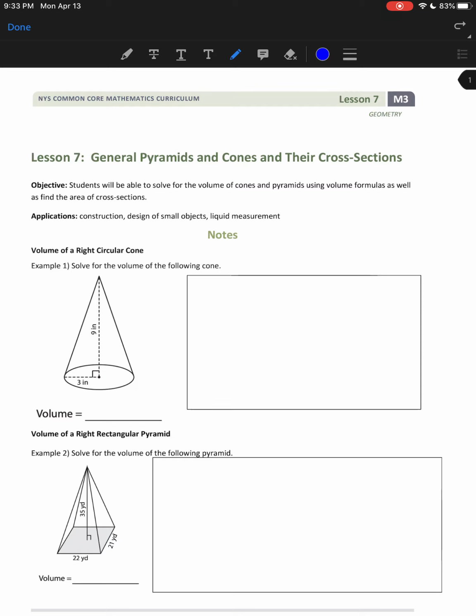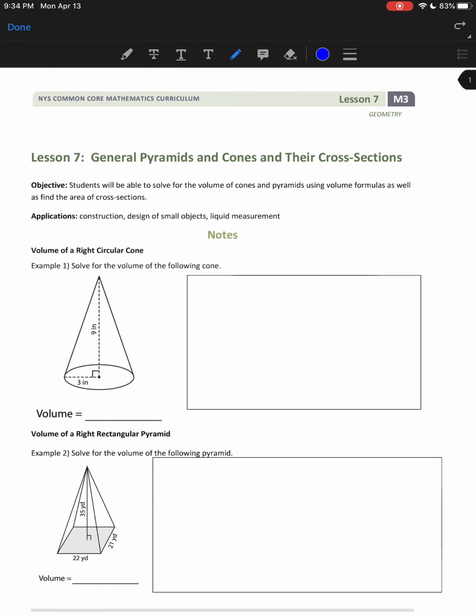So let's take a look at our first little problem right there. This is the volume of a right circular cone. As you can see, this figure has a cone-like shape, almost like a birthday party hat or something. We see it has a base that is a circle, and it comes to a point, right? So let's take a look at how to solve for the volume of this.